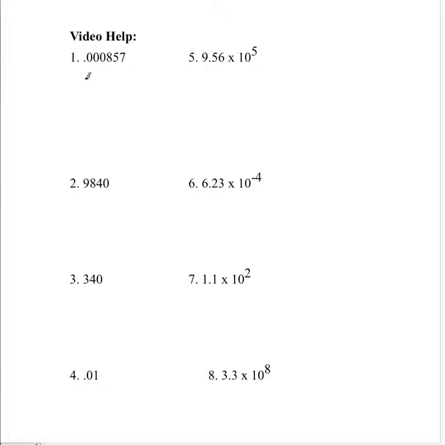The first thing that you need to do is take your decimal and move it over enough places so that the number that you get, which we call your coefficient, is between 1 and 10. So I'm going to do this right now. I'm going to move it over 1, 2, 3, 4 places. And so my coefficient is going to be 8.57.